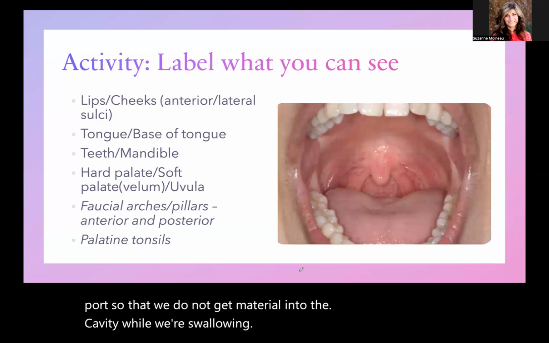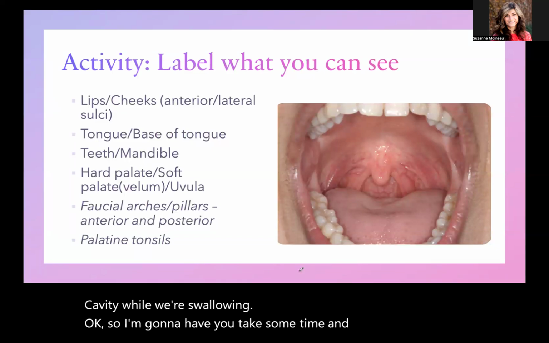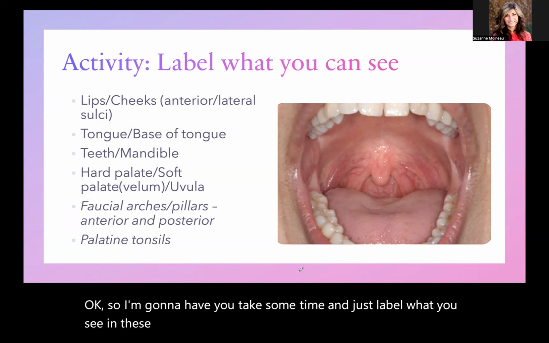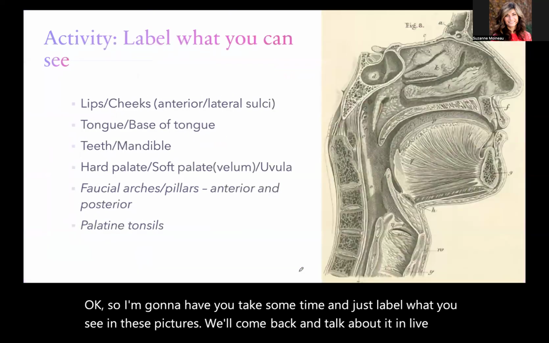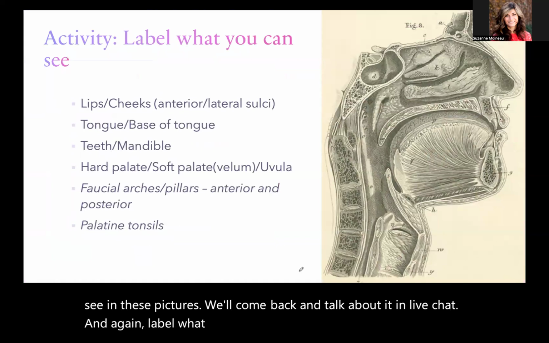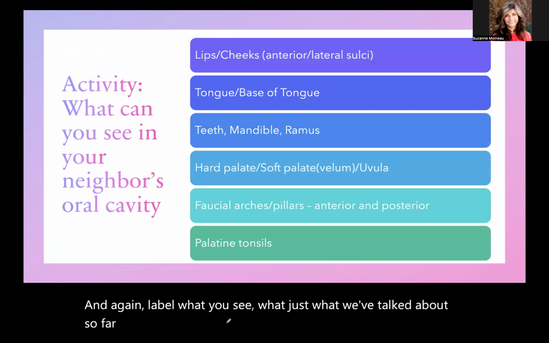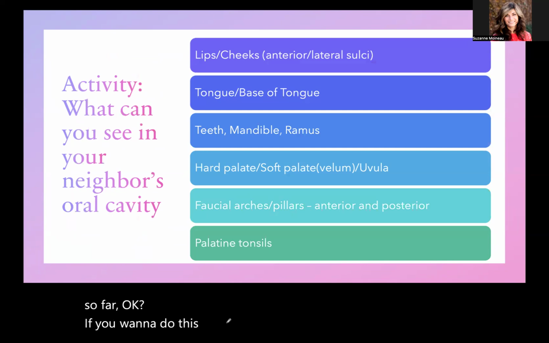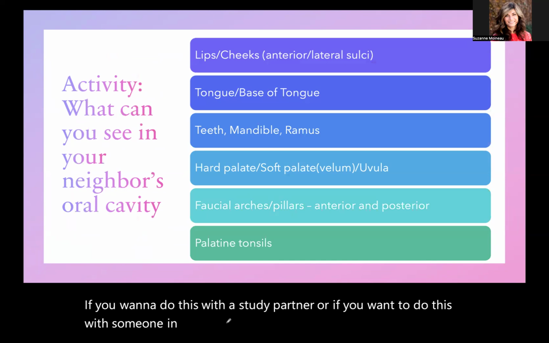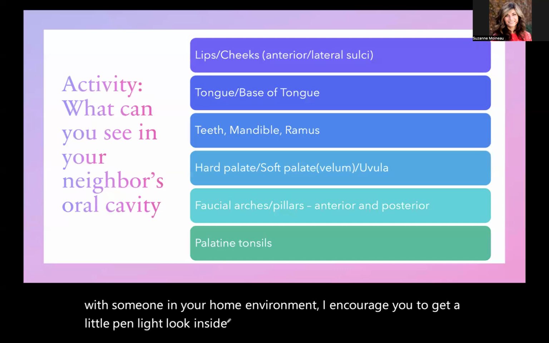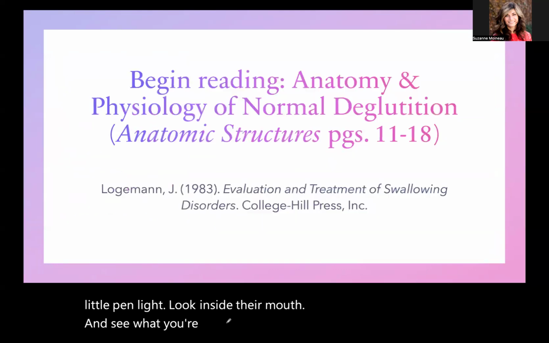Okay, so I'm going to have you take some time and just label what you see in these pictures. We'll come back and talk about it in live chat. And again, label what you see, just what we've talked about so far, okay? If you want to do this with a study partner, or if you want to do this with someone in your home environment, I encourage you to get a little pen light, look inside their mouth, and see what you're able to catch. And that's where we're going to end.